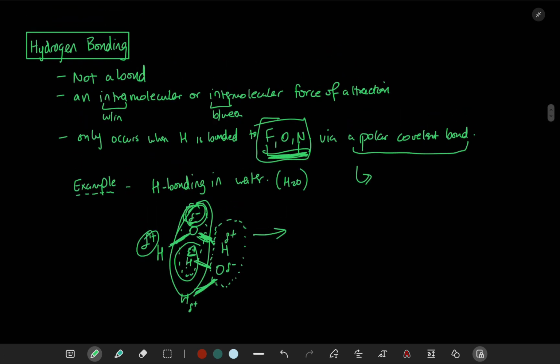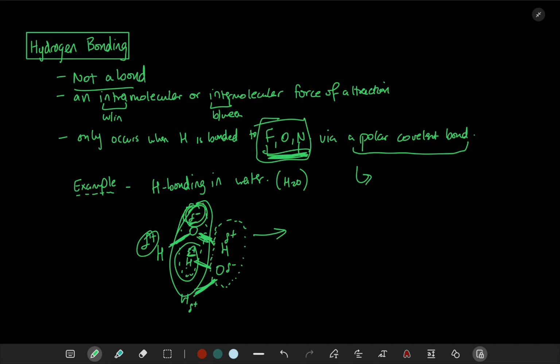Okay, so again, just to go over this again, hydrogen bonding is not a bond like covalent bonding or ionic bonding, but rather it's an intermolecular or intramolecular force of attraction. Like we said, in this case, it's intermolecular, between two molecules of water, and it only occurs when hydrogen is bonded to a highly electronegative atom like fluorine, oxygen, and nitrogen. If hydrogen is bonded to another atom that's not one of those, the electronegativity difference isn't strong enough to generate those really strong partial charges to then elicit those strong forces of attraction.